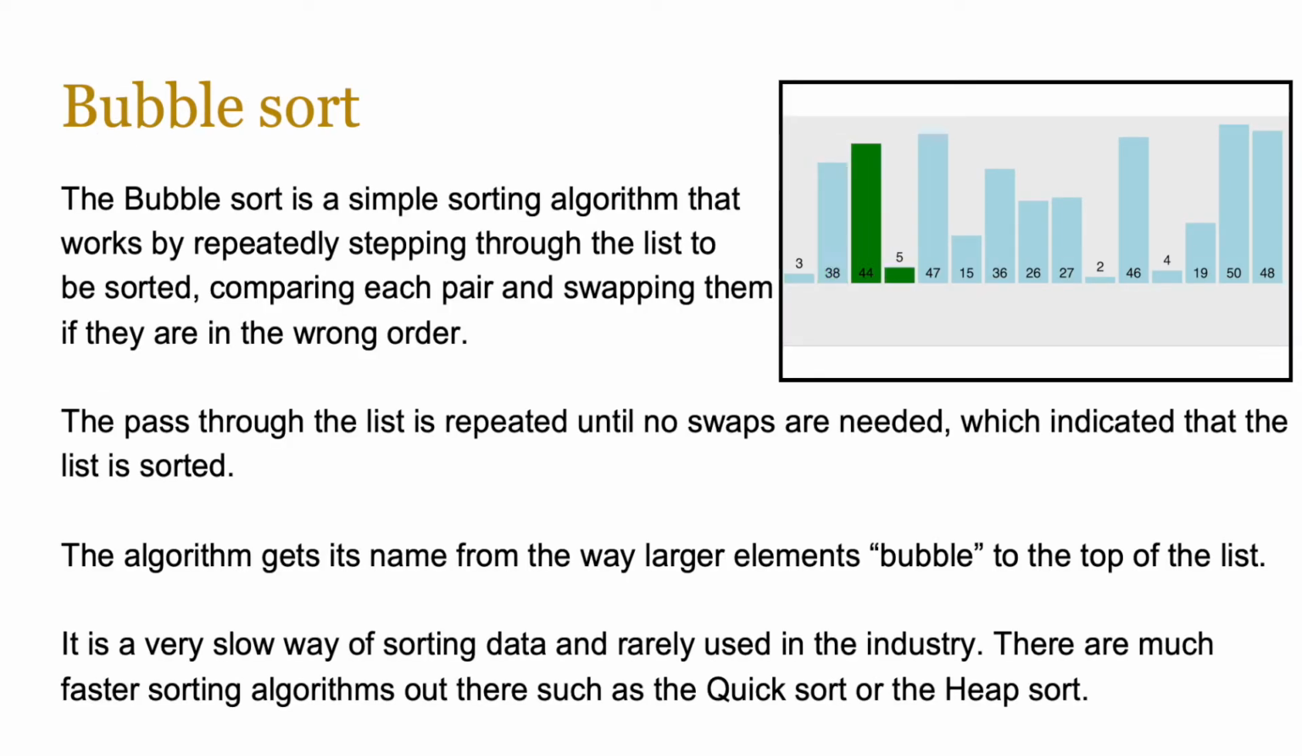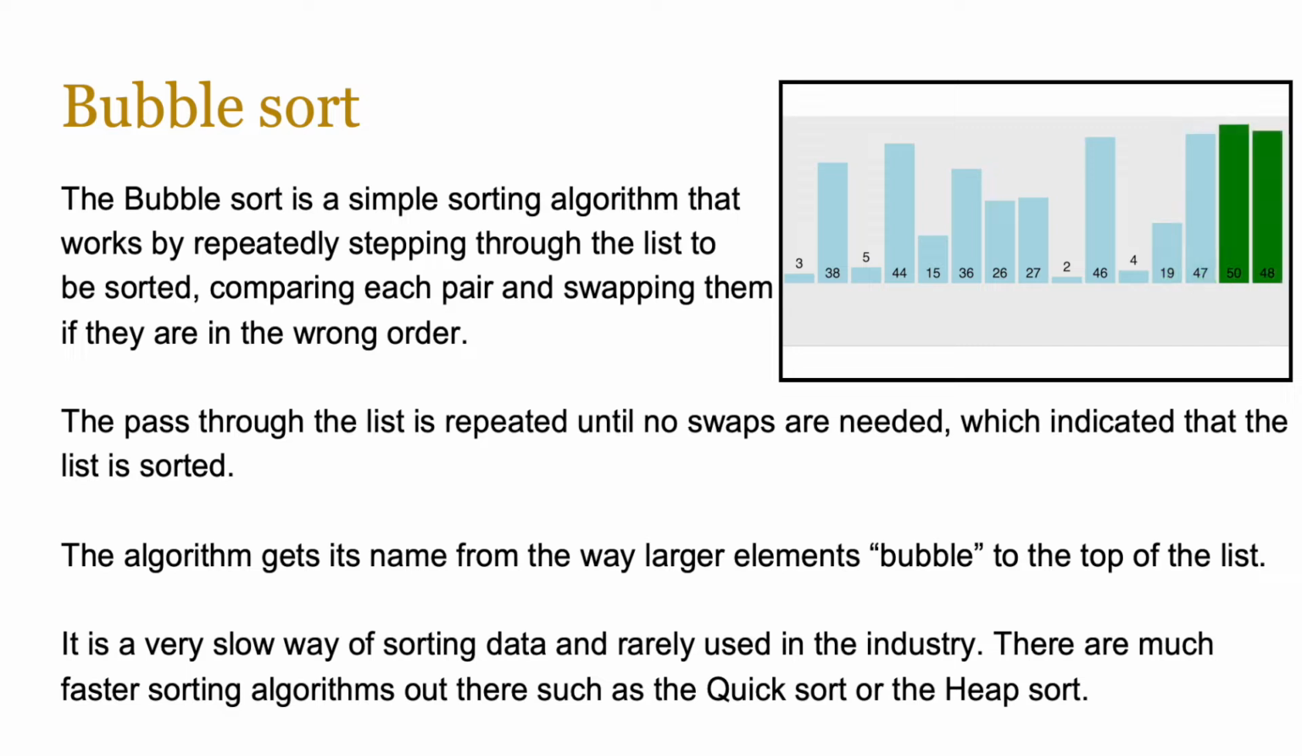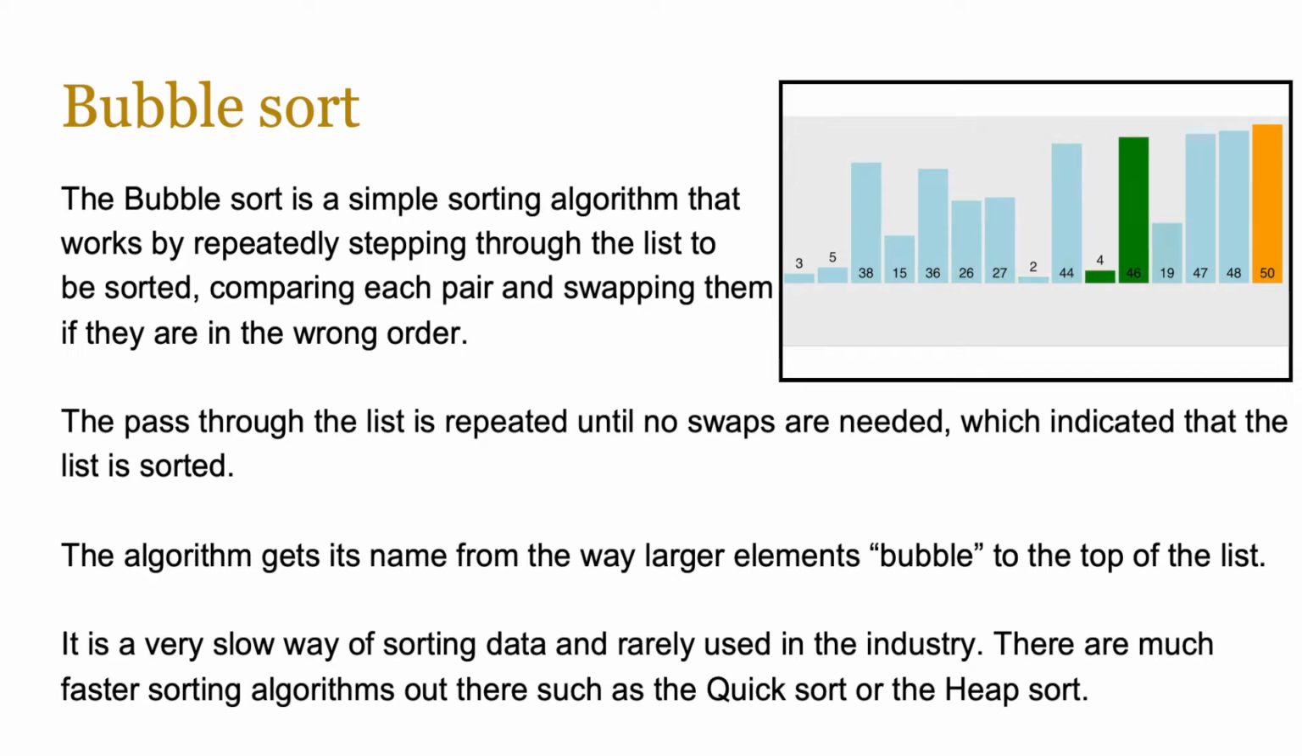Let's begin by looking at bubble sort. You can see bubble sort happening in the top right-hand corner of your screen. The bubble sort is a simple sorting algorithm that works by repeatedly stepping through the list that needs to be sorted and comparing each pair and then swapping them if they're in the wrong order. The pass through the list is repeated until no swaps are needed, which means that the list is already sorted. This algorithm gets its name from the way larger numbers or larger elements bubble to the top of the list. So you can see that the bigger numbers are being gathered towards the right-hand side of the list.